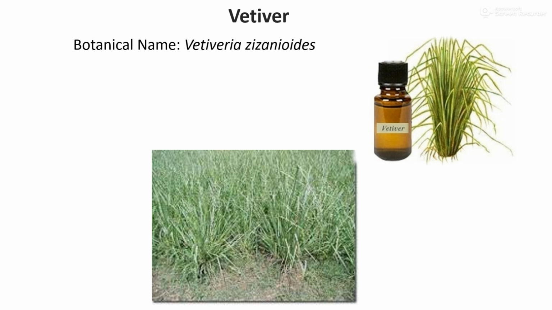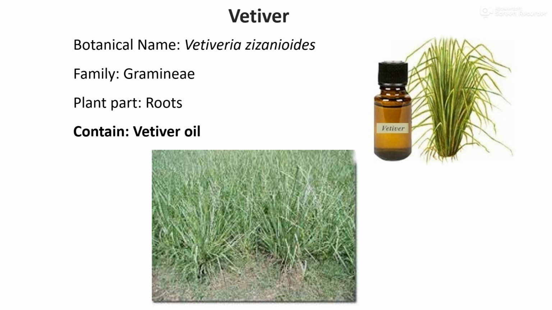The botanical name of vetiver is Vetiveria zizanioides, which comes under the family Gramineae. The plant part which is used is the roots. It contains a very important constituent, that is vetiver oil.